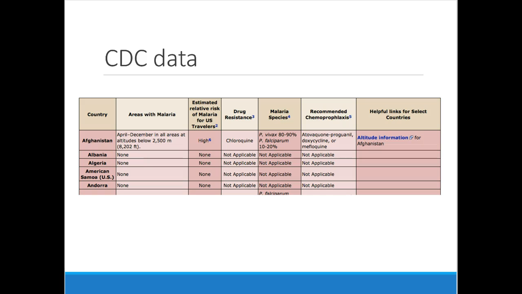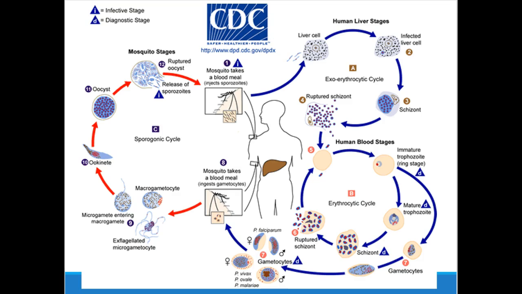The CDC, I just took a snapshot of this. So the CDC will show you what types of recommended prophylaxis to do. If your patient's traveling to Afghanistan, it says estimated risk is high, drug resistance of chloroquine, recommended atovaquone proguanil, doxycycline, or mefloquine. So there's a couple options there that are recommended.